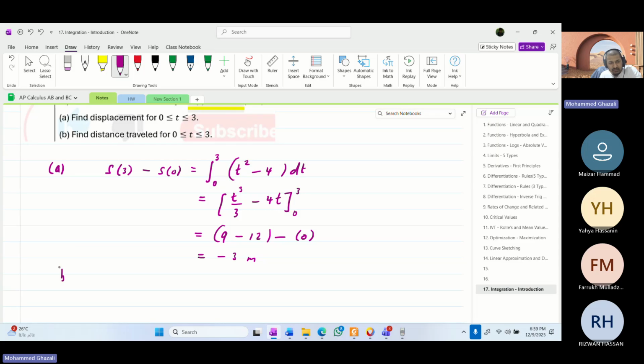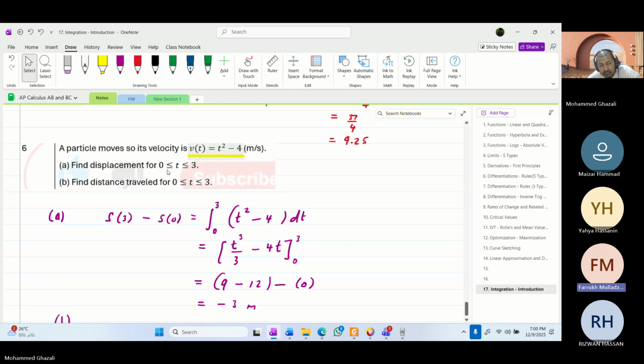Now B. Find the displacement for 0 less than or equal to t. If it will be no equal, what would you do in that case? Same. Because it's a continuous function, you will include it. Whether it's including or not including, it means the same thing because of the continuous function.